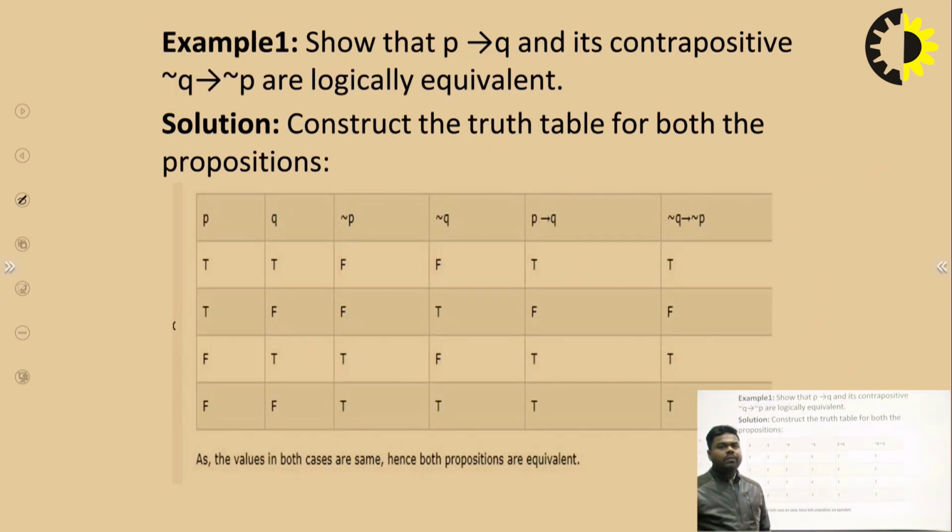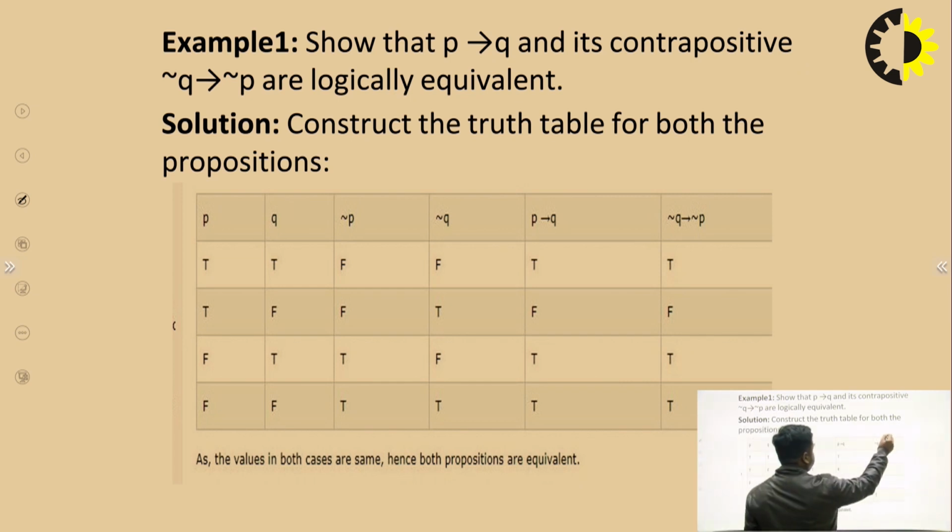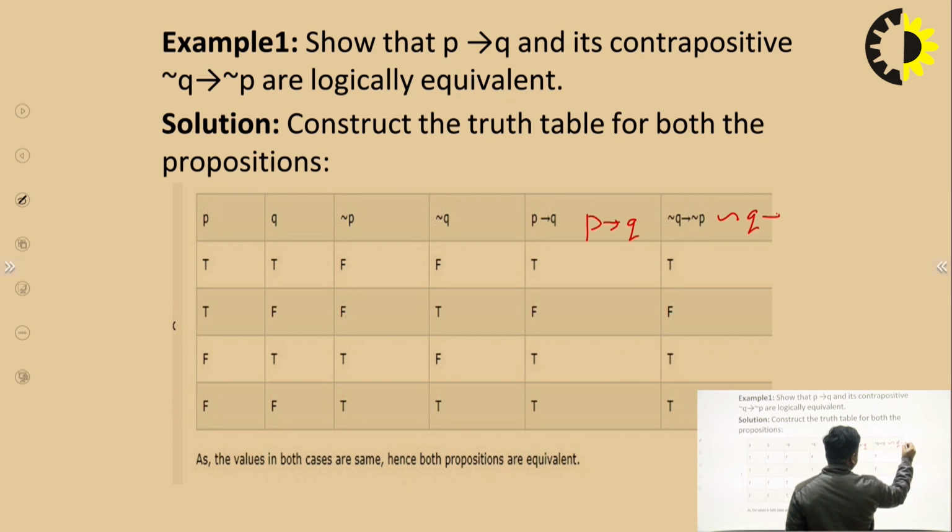Now, for an example, we can say what the contrapositive is. Show that P to Q and its contrapositive not Q to not P are logically equivalent. We have to show that P to Q and not Q to not P are logically equivalent.